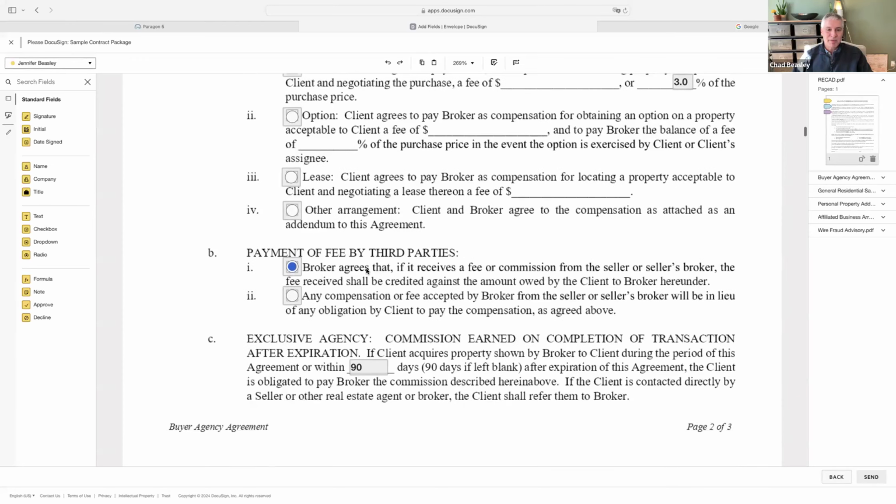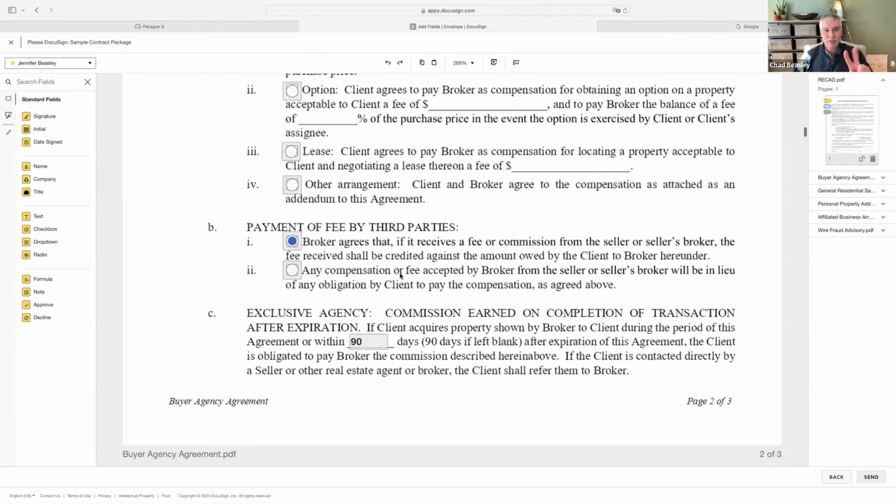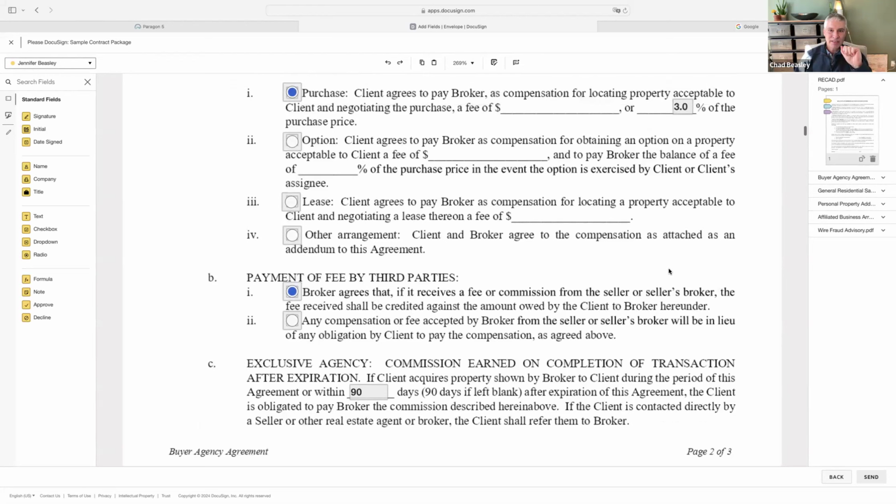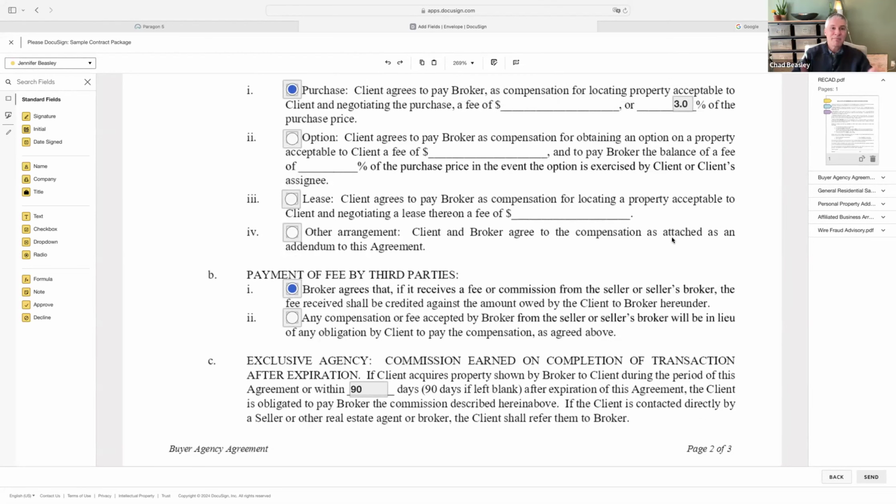So that brings us down to B, payment of fee by third parties. So you have two choices there. I've selected: broker agrees that if it receives a fee or commission from the seller or the seller's broker, the fee received shall be credited against the amount owed by the client to the broker hereunder. So basically what that's saying is, Mr. Buyer, my fee is 3%. If the seller or the seller's agent is offering a compensation, whatever that is will be credited against that. So if they're only offering 2%, my fee is 3%. So that leaves that extra 1% out there for you to pay.